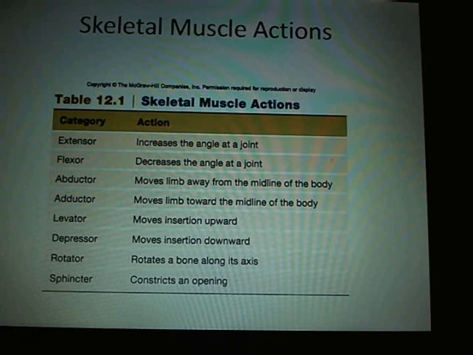An abductor moves a limb away from the midline of the body, as if you were lifting your arm. An adductor moves it back toward the midline. A levator moves the insertion upwards, a depressor down. A rotator rotates the bone along its axis. A sphincter, such as the anal sphincter, constricts an opening.